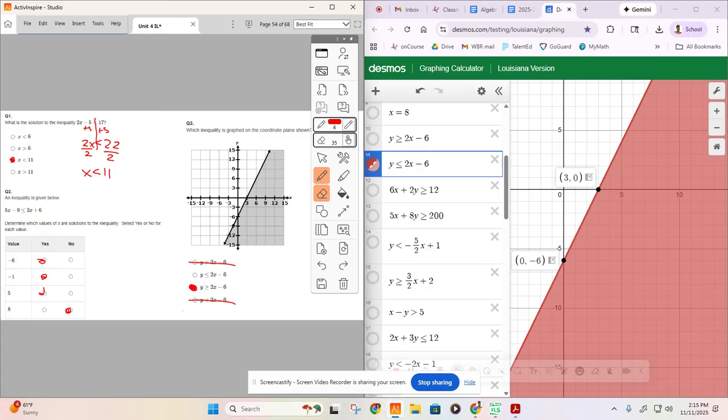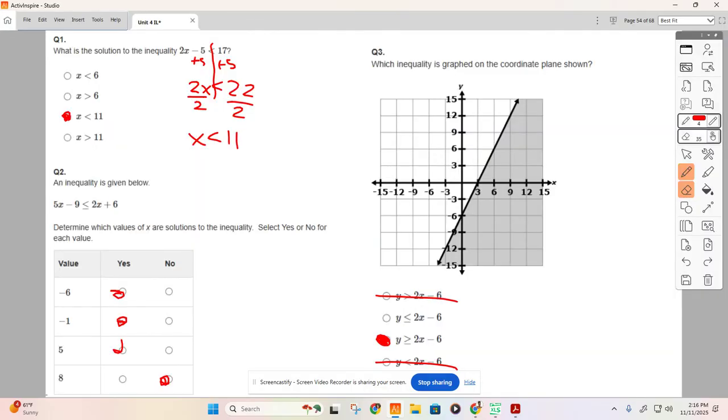Say that again. This is y is greater than or equal to 2x minus 6. Oh, it's backwards? Yeah, because ours is messed up. Oh, your order is different? Yeah, the two solid lines on the top. Oh, yeah. You'll have to look at the choices. I don't know why it does that. I hate that it switches it up.